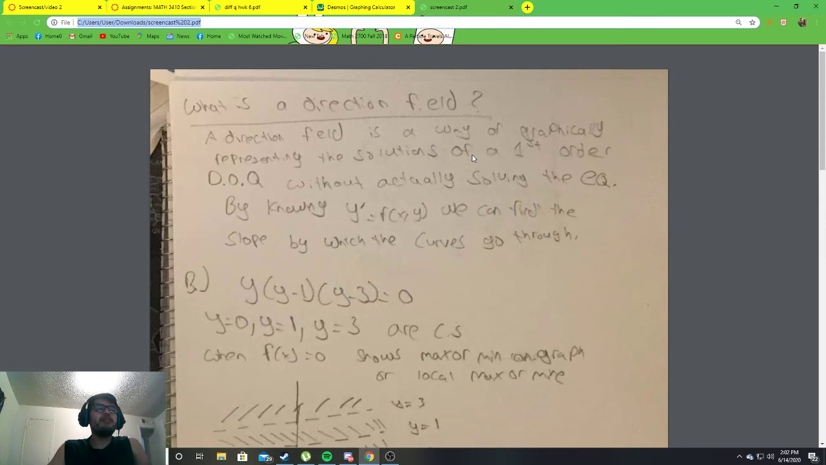A critical point is when the function for the derivative is equal to 0. We can get a lot of points, but here we got 3: y equals 0, y equals 1, y equals 3. That's where the derivative is going to equal 0. But it also tells us whether there's a max or a min.